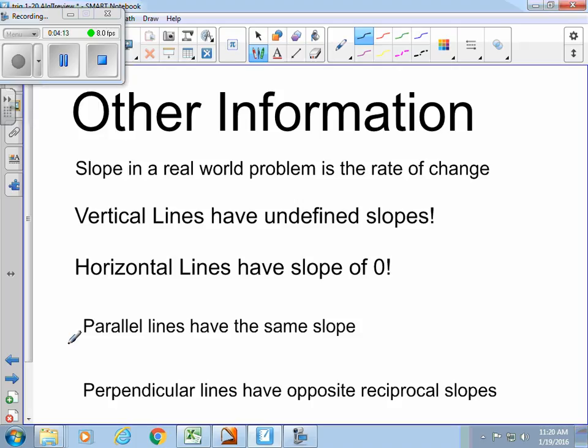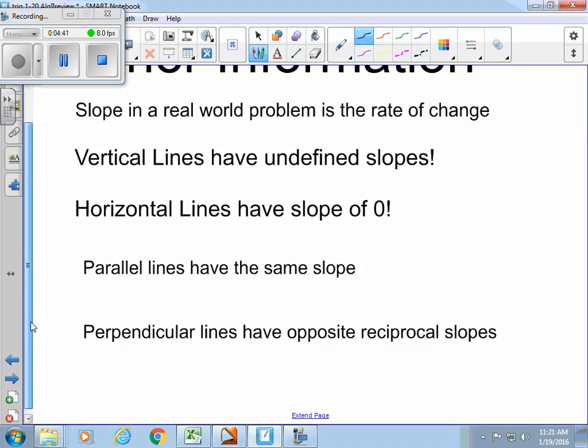Did y'all know that already? Think about it. Y'all are advanced, so we can think about that. If the x values are the same, won't we divide by 0? Right. Which will cause undefined. If the y values are the same, we'll have 0 divided by a number, which would cause 0. So it makes sense. Parallel lines have the same slope. Perpendicular lines have opposite reciprocal slopes.